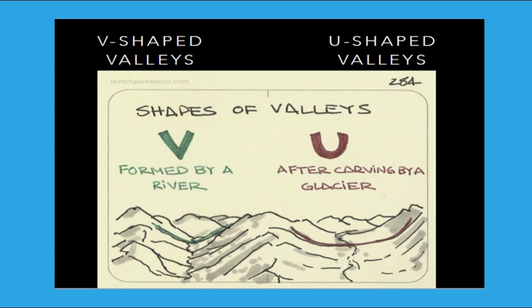And you can really see the difference in them. The V-shaped valleys are formed by rivers. So if they have higher sides and it looks like the valley has a little bit more of a V shape to it, then that's going to be cut by a river.